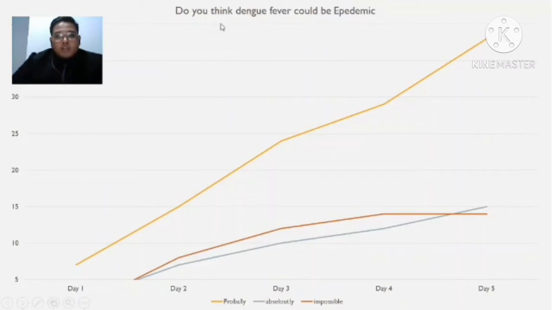Okay, so back to the question, do you think dengue fever could be epidemic? So what is epidemic? You guys may or may not have heard this word, epidemic. I think you are more familiar with pandemic. For the current state right now, we're facing a virus named coronavirus, which is classed as a pandemic. So we have dengue fever, which we classify as an epidemic. So what's the difference between a pandemic and an epidemic?